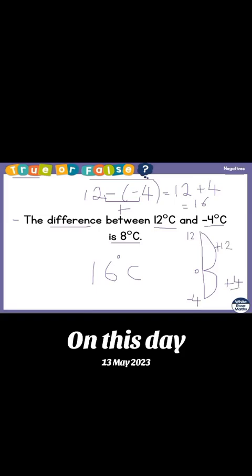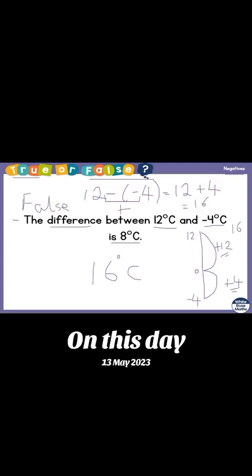And 4 plus 12 is 16. So the difference in temperature between 12 degrees Celsius and -4 degrees Celsius is actually 16 degrees Celsius and not 8 degrees Celsius. So this statement or this claim is false.